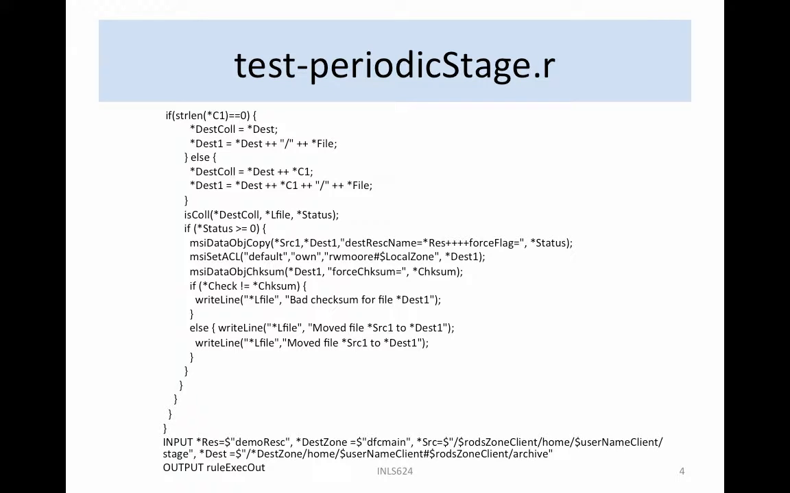Any required subcollections are created. The file is then copied. The access controls are set. The file is checksummed, and the checksum is verified to be correct. The rule example uses the test zone data grid as the home data grid. This can be changed to the LifeLive Zone data grid.